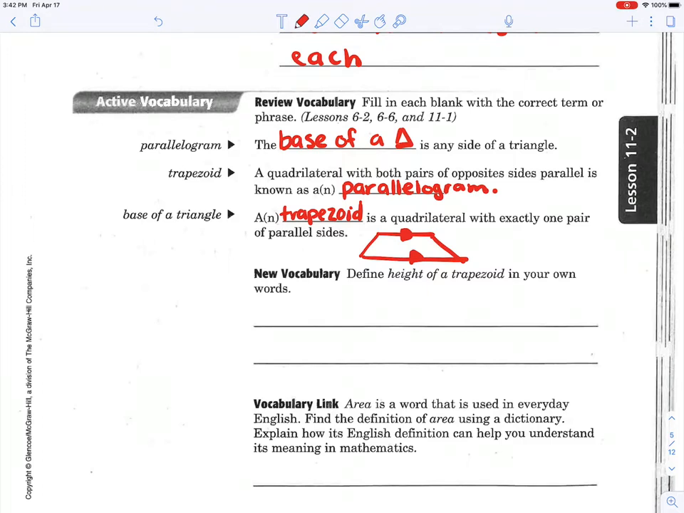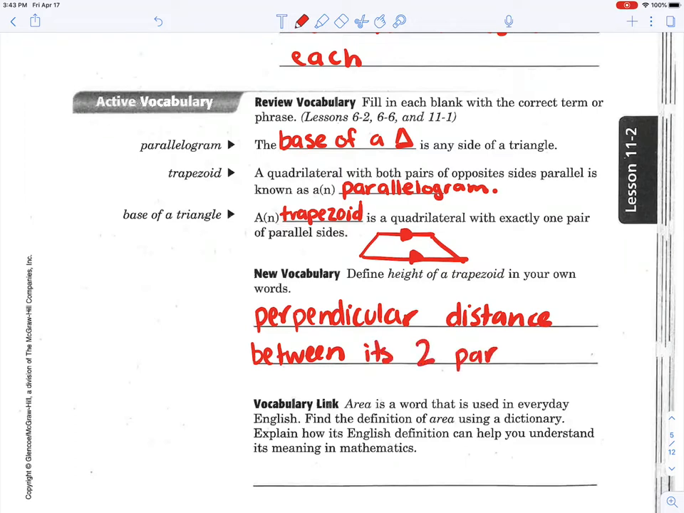Define the height of a trapezoid in your own words. So you can read through 11.2 and it has the exact definition for the height, but the height of the trapezoid is going to be very similar to the definition of the height of a parallelogram and the height of a triangle. So I could say the height of a trapezoid is the perpendicular distance between its 2 parallel sides. And just to remind yourself, perpendicular means it's forming a 90-degree angle.